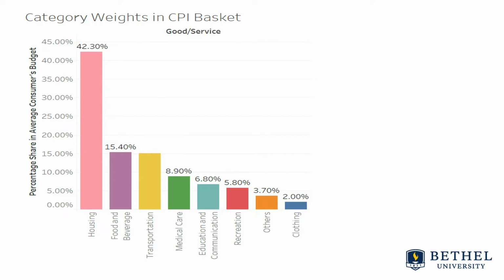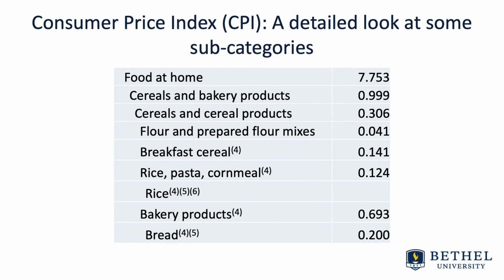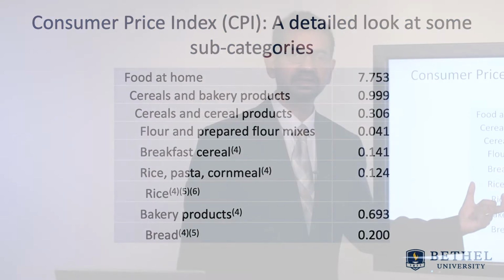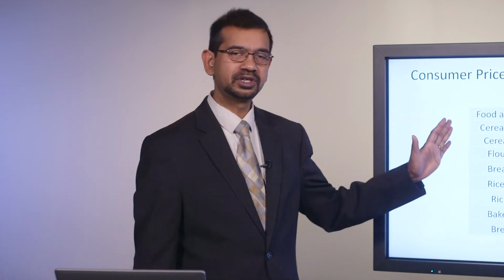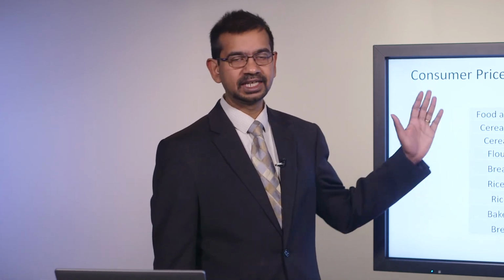So let's take a deeper look at one of the subcategories, food. Within food, we have another subcategory called food at home. Food at home accounts for 7% of weight in the CPI basket. Within food at home, we have several more subcategories like cereals, flour, breakfast cereal, rice, etc. In all, we have more than 300 product categories whose price is tracked.